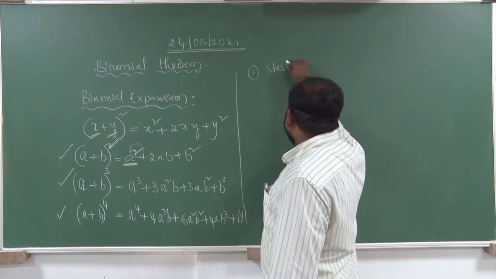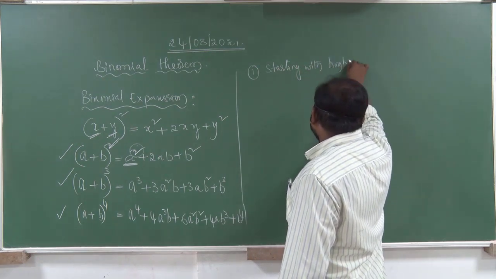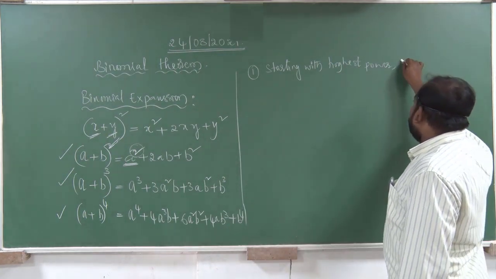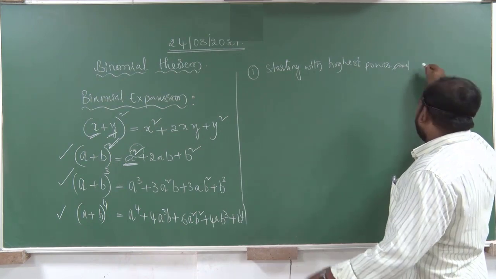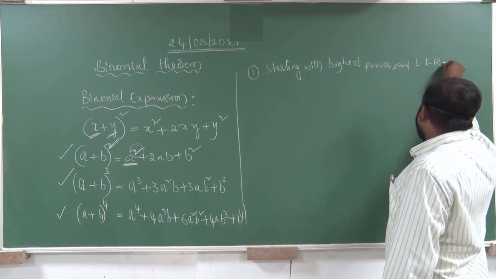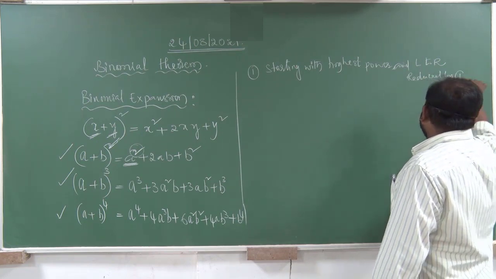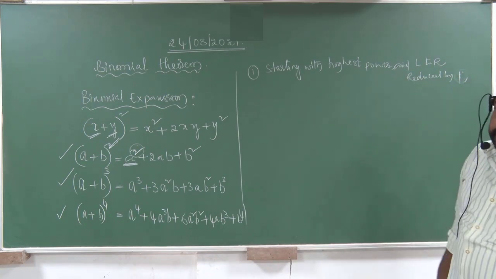So the first observation is: starting with the highest power, and from left to right the power is reduced by 1. That is the first observation.